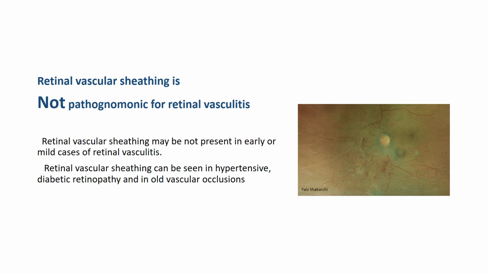Retinal vascular sheathing is not a pathognomonic clinical sign for retinal vasculitis. Retinal vascular sheathing or cuffing may not be present in early or mild cases of retinal vasculitis. At the same time, retinal vascular sheathing can be seen in hypertensive and diabetic retinopathy and in old retinal vascular occlusions.